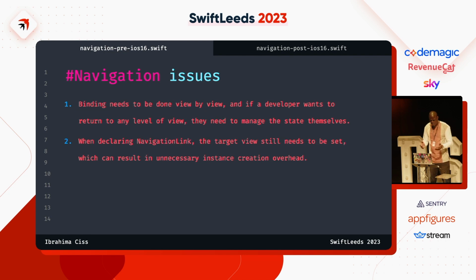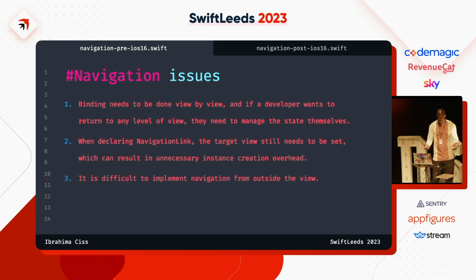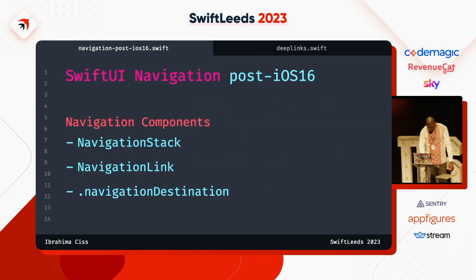And using strings is not that convenient because it is very error prone, right? This was one of the main problems we had with this navigation API. And it is difficult as well to implement navigation from outside the view.